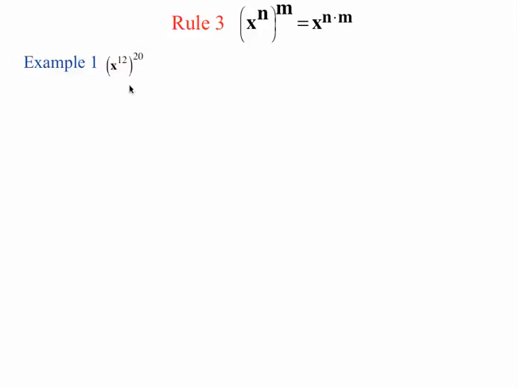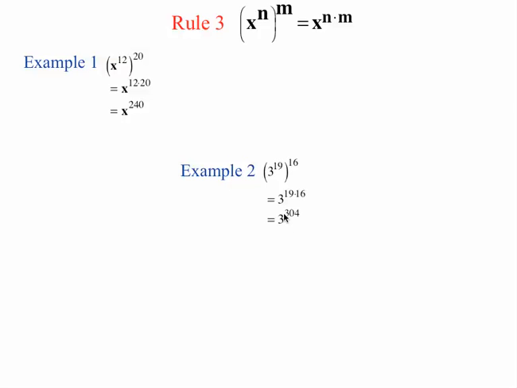Okay, example 1, x to the 12 all to the power of 20 is going to be x to the 12 times 20, which is going to be x to the 240. Example 2, 3 to the 19 all to the power of 16. I'm going to multiply the 19 times 16, which gives us 3 to the 304. Okay, don't work that out. Okay, 3 to the 304 is its simplest form.